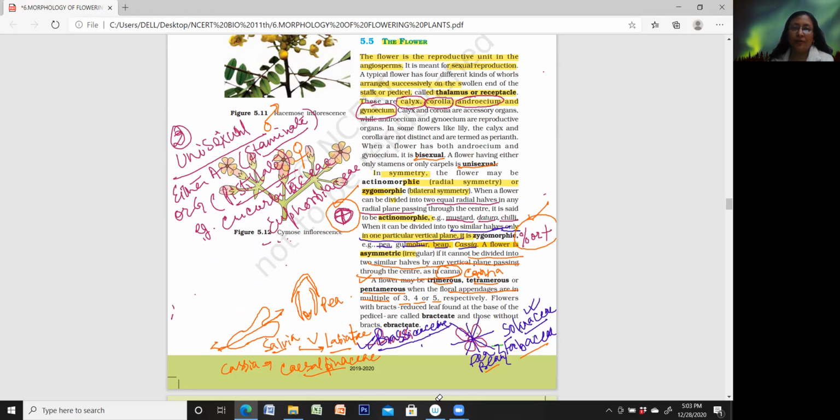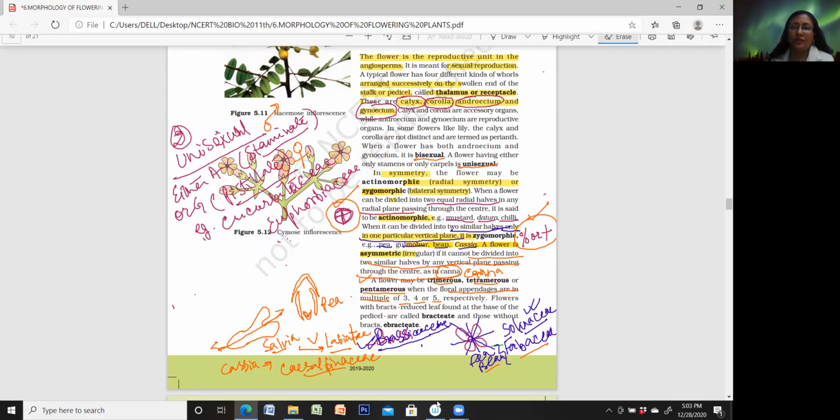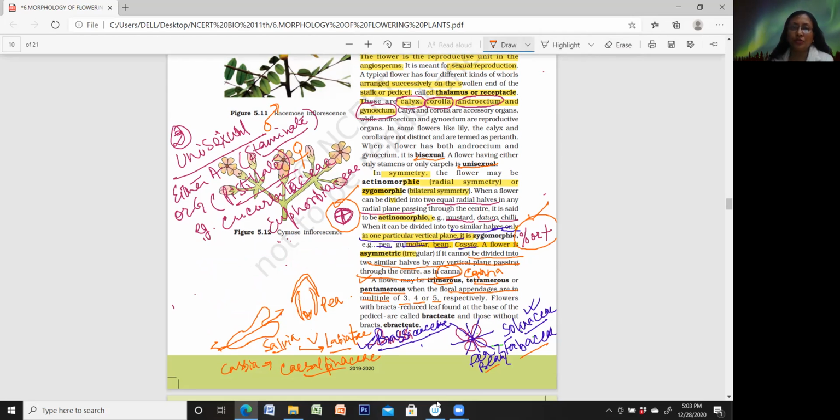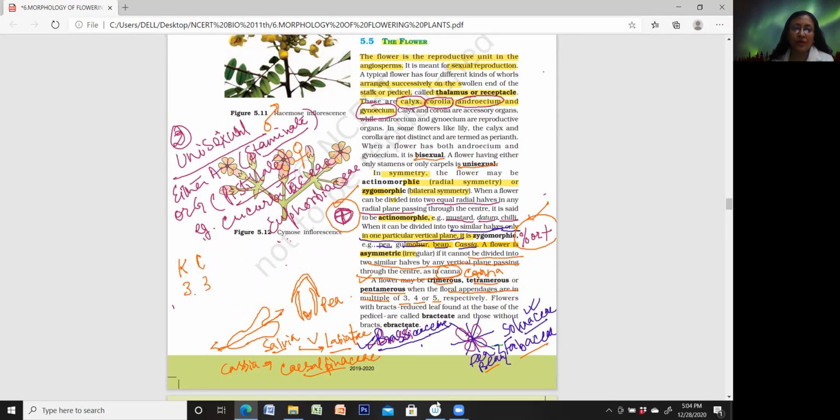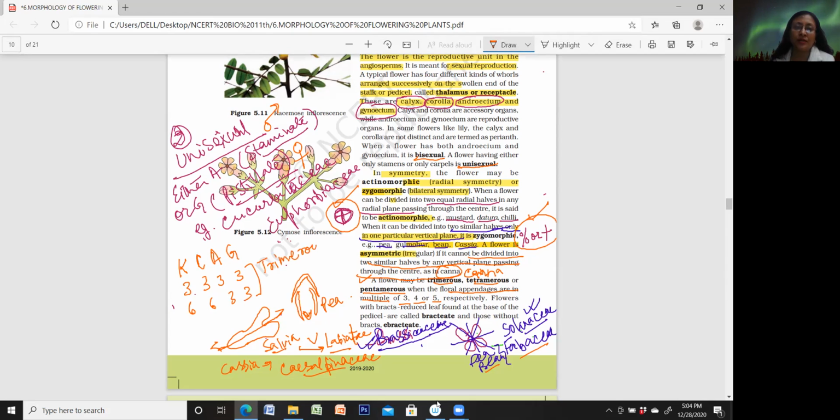So, if I say that a flower has almost all the appendages in 3, that is K3, then C also 3, that is 3 sepals, 3 petals. Androecium, there are 3 stamens, and I may find a gynoecium also which is tricarpellary, that is 3. Or even it is possible that K is 6, C is 6, but androecium and gynoecium are 3. In any case, you will call the flower trimerous because the appendages are in 3 or multiples of 3.